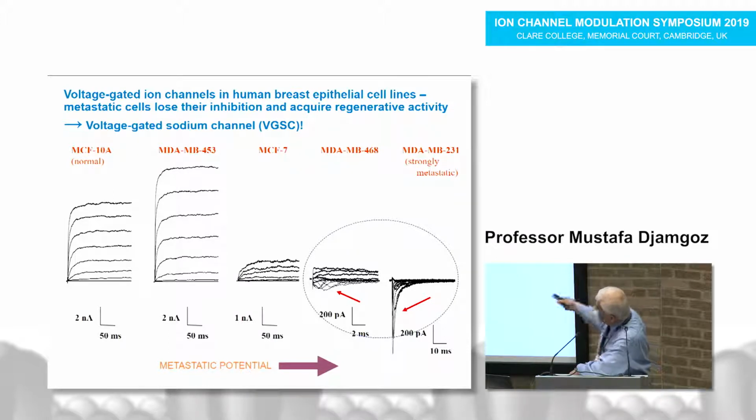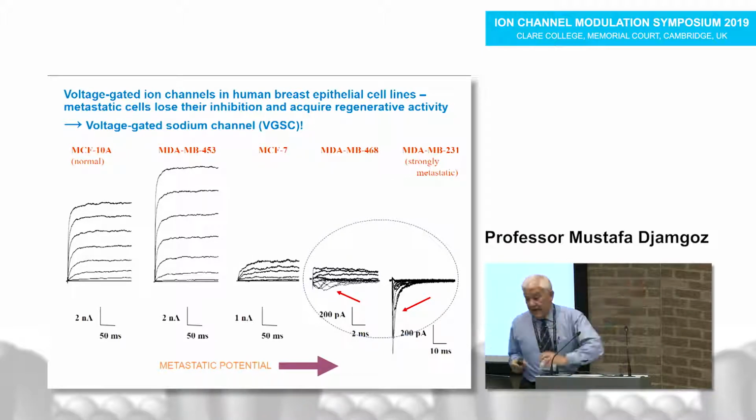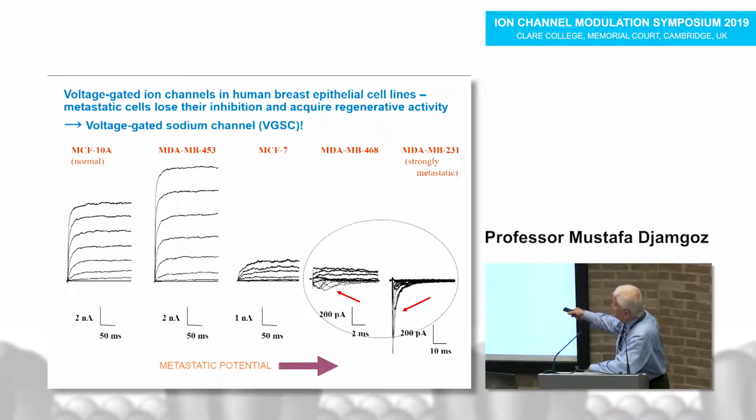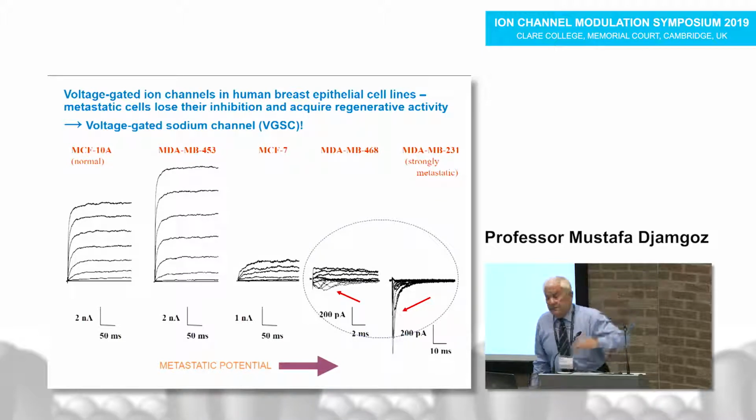And when we look at profiles like this, we did this originally, in fact, for prostate. We broadened it out to breast. It's also been seen in some lung cancers and also in ovarian cancer and so on, what we see are two things. First of all, these outward currents clearly get smaller and smaller as the cells become metastatic or acquire metastatic potential.